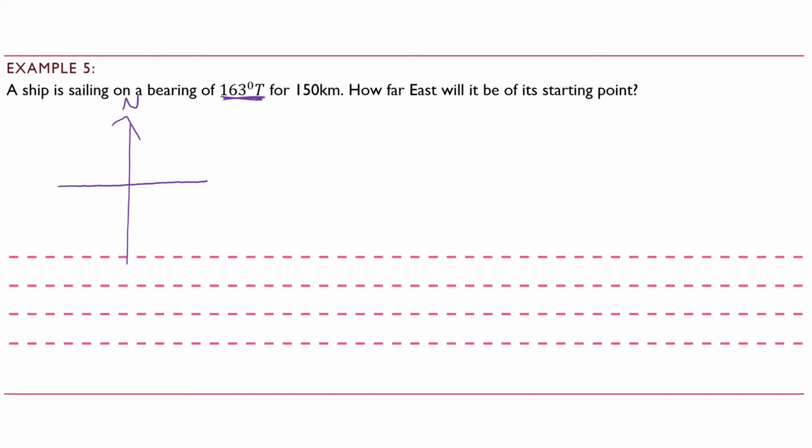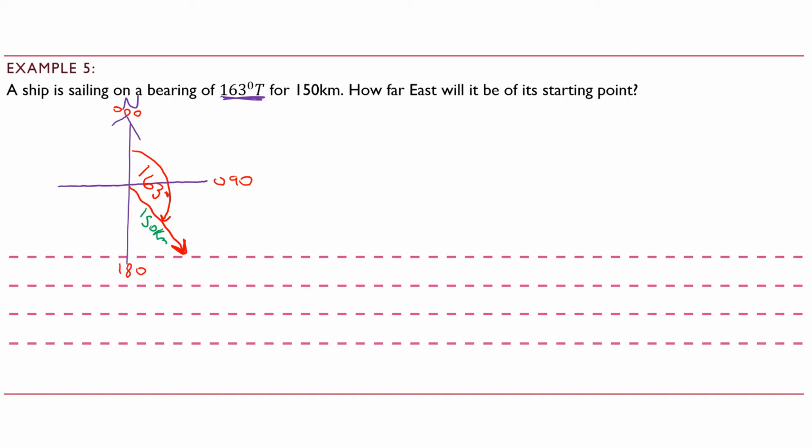Now think about it. If we've got our compass, and we're doing true bearings, we've got 0 here, this is 90, and this is 180. So 163 is going to be coming out down here somewhere between 90 and 180. So that angle there is 163 degrees. Okay, and it says it sails for 150 kilometers. So we'll get green. That there is 150 kilometers.